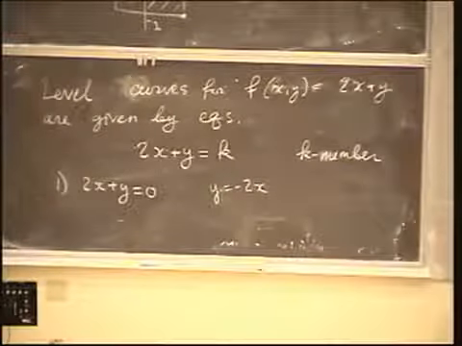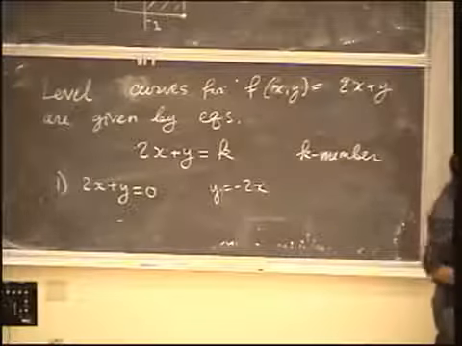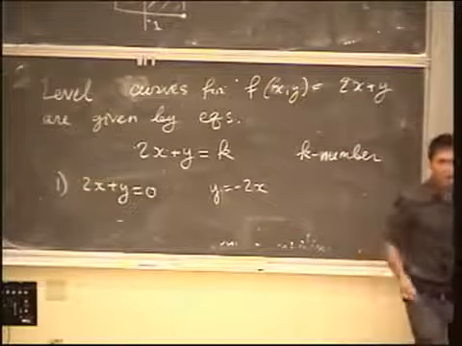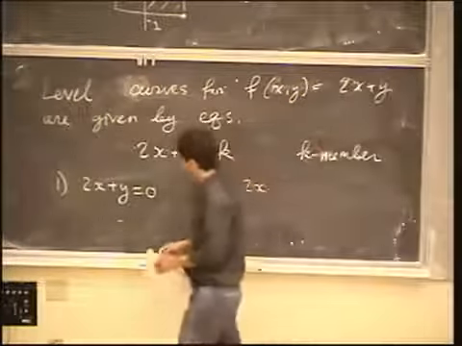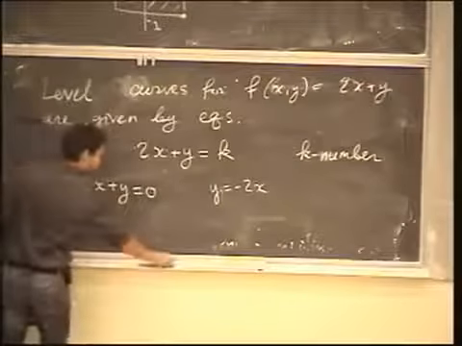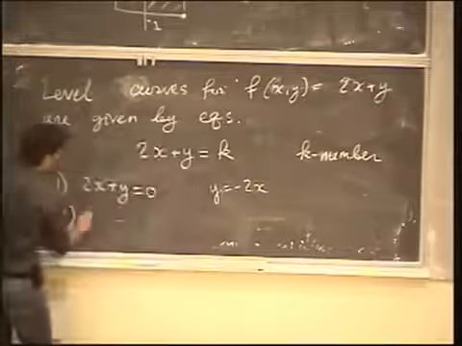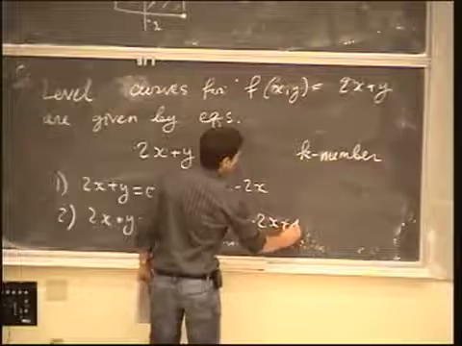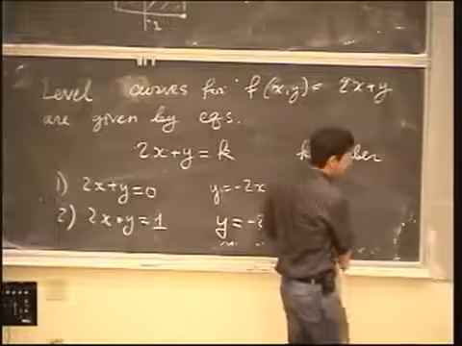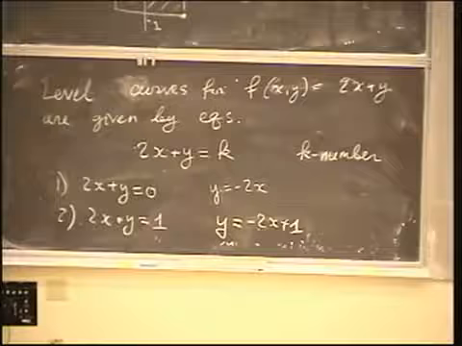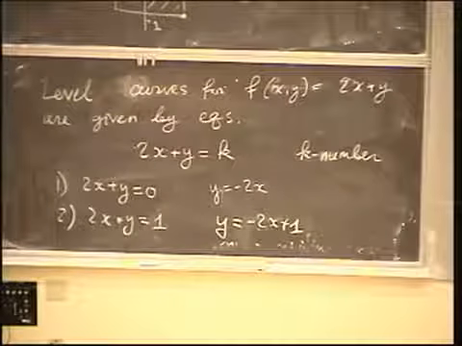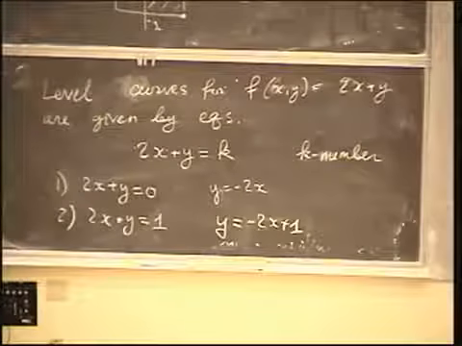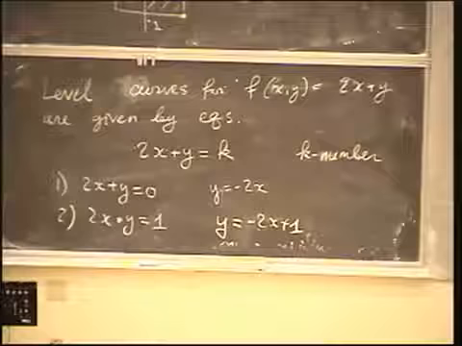That's a line which goes through 0 with a slope of negative 2, right? And then if you look at other lines like this, for instance, 2x plus y equals 1. This is just y equals minus 2x plus 1. So that's going to be a line which is parallel to this one, but goes through the point 1. So in this case, it's going to cut here at the point 1/2, right? So I should draw it more precisely like this.